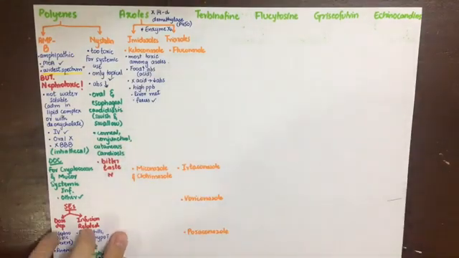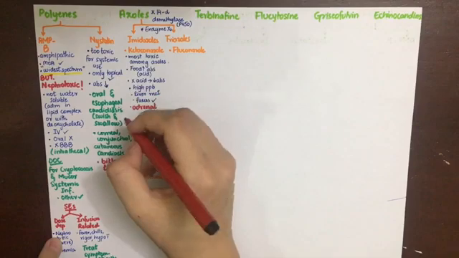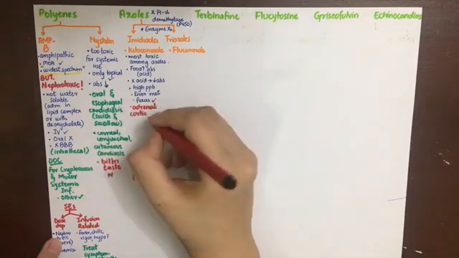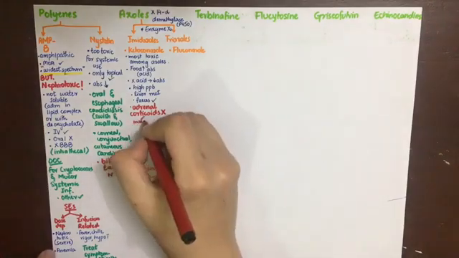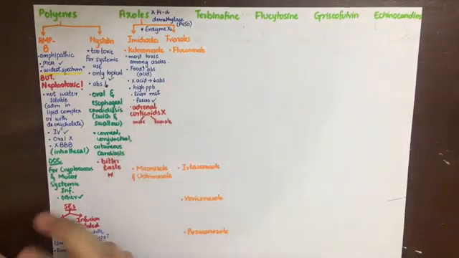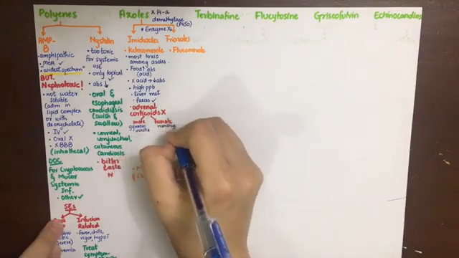An important side effect that you need to remember for ketoconazole is its inhibition of adrenal corticoid synthesis, just as it inhibits ergosterol synthesis in the fungus. Now, that in males will cause gynecomastia and in females will cause menstrual irregularities.